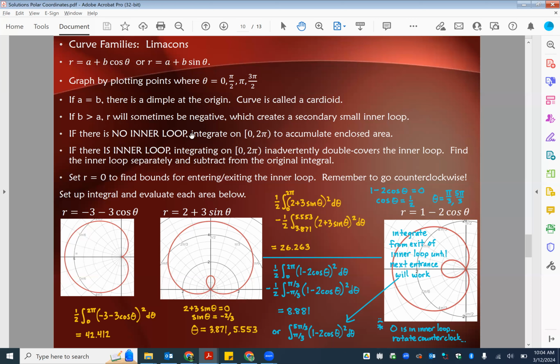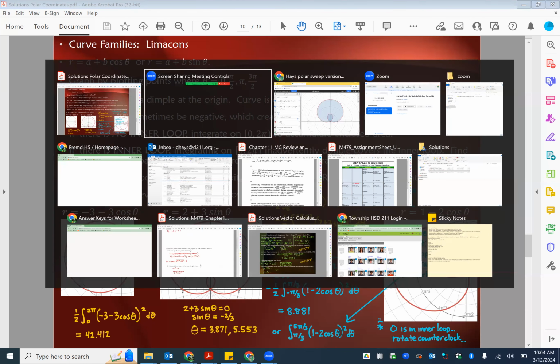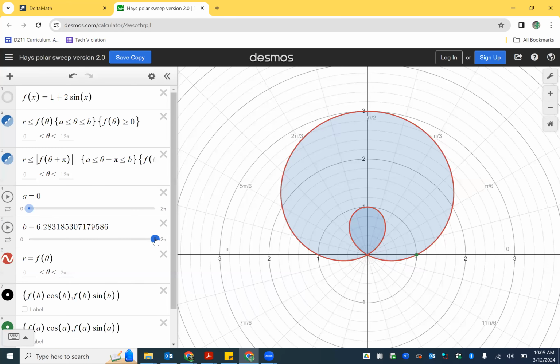Now, if there is no inner loop, integrating these things is pretty straightforward. We just go 0 to 2 pi, 1/2 r squared d theta, no big deal. But if there is an inner loop, we have a little bit of a problem because that inner loop is going to get double counted if you integrate from 0 to 2 pi. I'm going to flip back to Desmos and show you this phenomenon here.